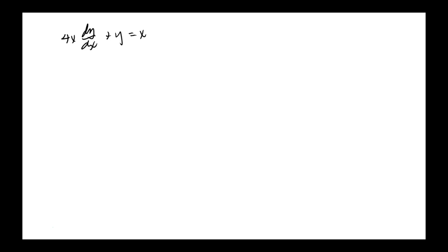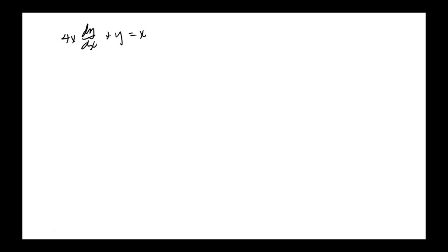What type? Ordinary. What order? First order. And it sure looks like it's linear. And it is. We haven't even gotten there yet, but it is linear. Now, what if we wanted to write this in what they call normal form?